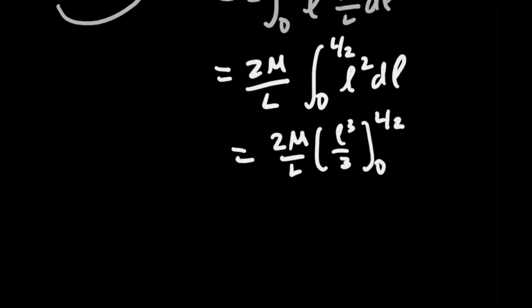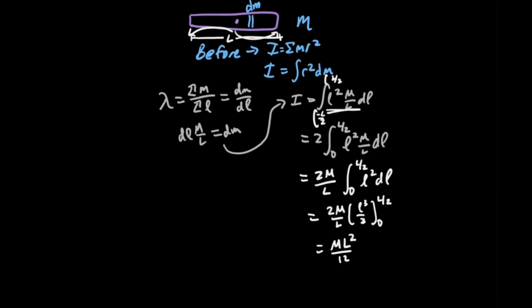And then you could simply solve this integral. What we're going to get here is ml squared over 12. And so we can see here the coefficient of our ml squared is 1/12 for a rod when we're about the center. Now there's going to be a different coefficient if our axis was over here on the edge, right?